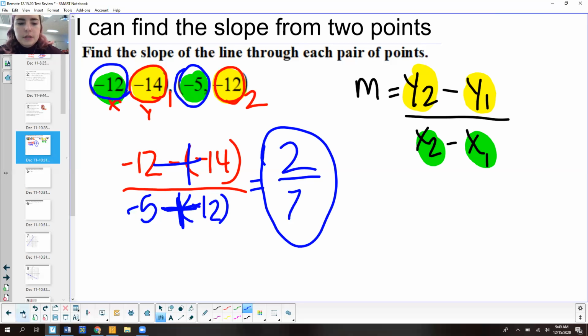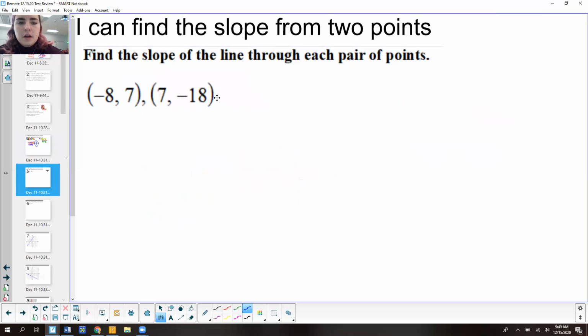All right. Any questions on that? We're going to do some more examples of these in a minute. All right, find the slope of the line through each pair of points. So we're going to do this again. We're going to do it 3 times. So every skill, we're going to practice 3 different problems. So you'll have time to practice and hopefully get it by the end of today.